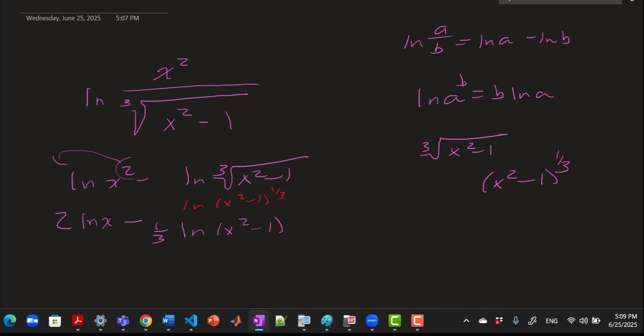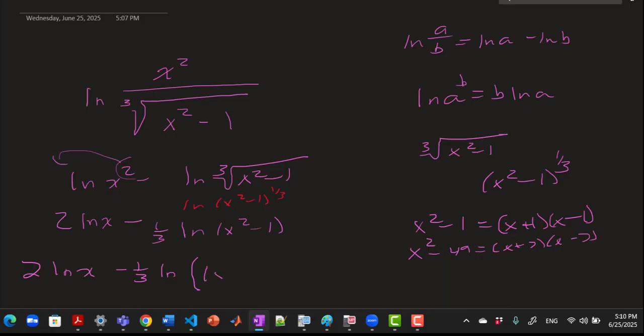If I want to expand this as much as possible, I remember that I can factor the difference of squares, x squared minus 1, into x plus 1 and x minus 1. So just remember that, like x squared minus 49 would equal x plus 7 times x minus 7. And that's just the difference of squares. So I could write this as 2 natural log x minus 1/3 natural log of x plus 1 times x minus 1.